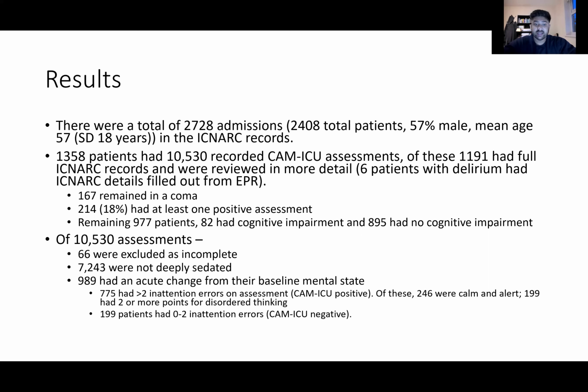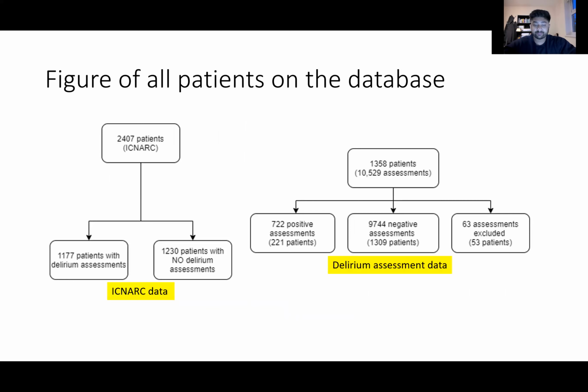989 of the assessments did have an acute change from the baseline mental state, and 775 had more than 2 inattention errors on the assessment. 246 were calm, and 199 had more than 2 points for disorganized thinking. Now, the main point of this slide to take away is the fact that just under 1 in 5 patients who are admitted to critical care at one point will be confused. And that can be for a whole variety of reasons, which I will again go through later.